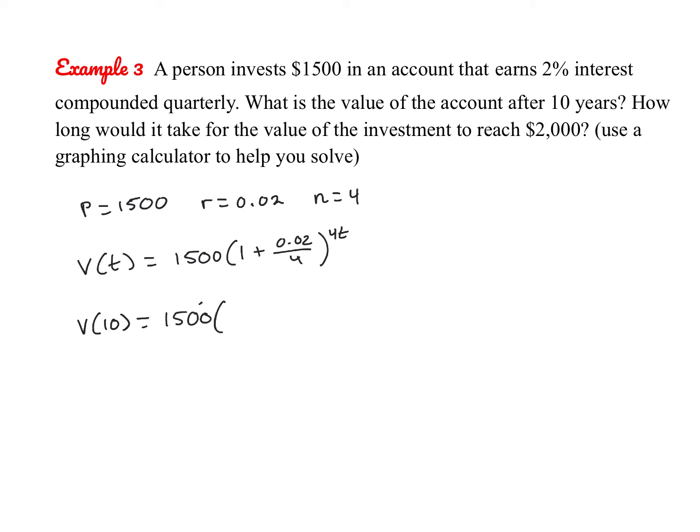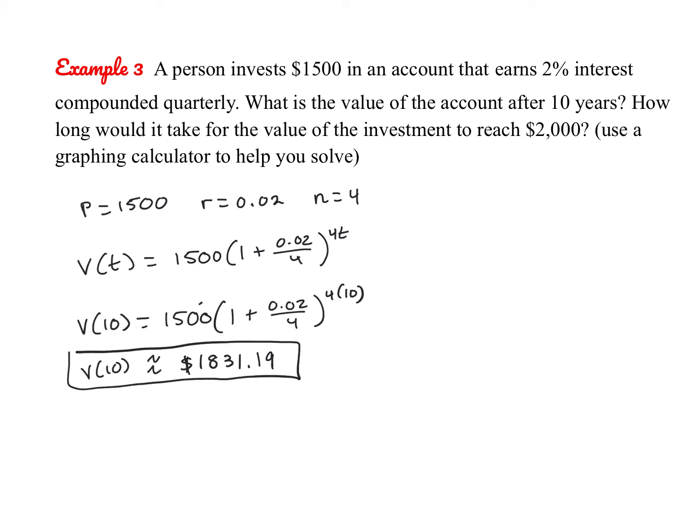And this we will plug into our calculator. So 4 times 10, so to the power of 40. So plug this into your calculator. And we get approximately $1,831.19. When you're plugging this into your calculator, make sure that you're plugging it in properly so your calculator knows to follow the order of operations and your calculator is doing what you actually want it to do.